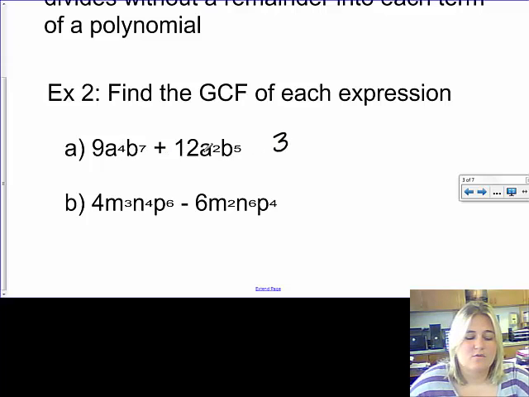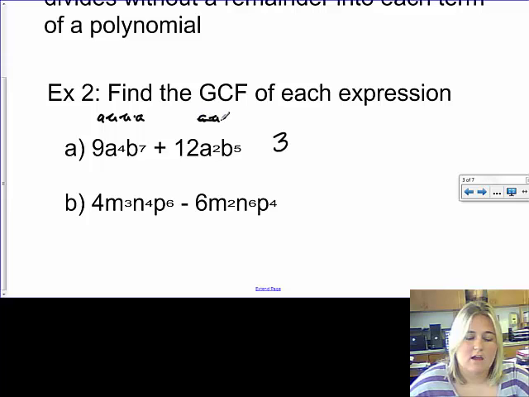Then I have a to the 4th and a to the 2nd. Well, we know that a to the 4th is a times a times a times a, 4 times, and a to the 2nd is a times a, which is 2 times, and the greatest common factor is going to be a to the 2nd because I can take a times a out of both of those. But I cannot take a to the 4th out of both of those. Because this one, as we said, was a times a times a times a. And this one is just a times a.